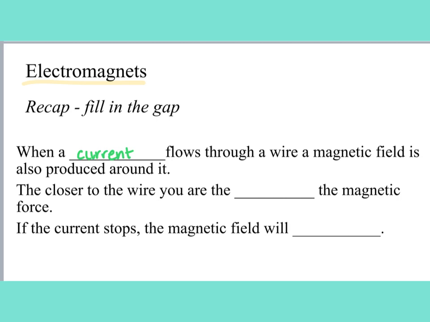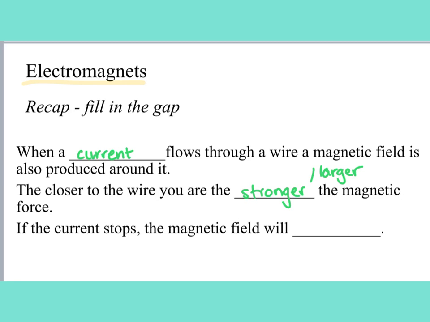The closer to the wire you are, the stronger or larger the magnetic force. So the closer you are to a wire, the stronger the field is, and we can remember this from the video we watched when the man had the small plotting compasses. When they were placed closer to the wire with the current flowing through it, they felt a larger force, and we could see that by them moving quicker. So the closer to the wire you are, the stronger the magnetic force.